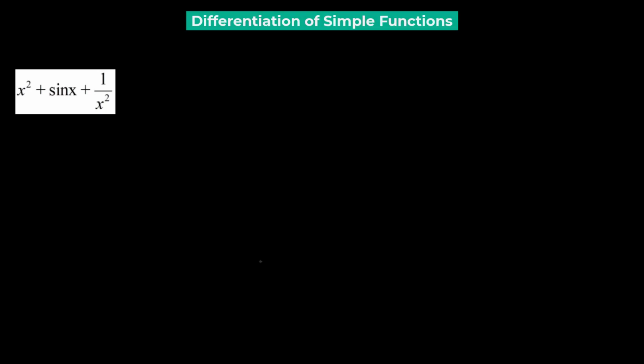So here we need to find out the derivative of the sum of three functions. So we have x squared plus sine x plus 1 over x squared. Now what we can do is we can apply the derivative to each of the function independently.